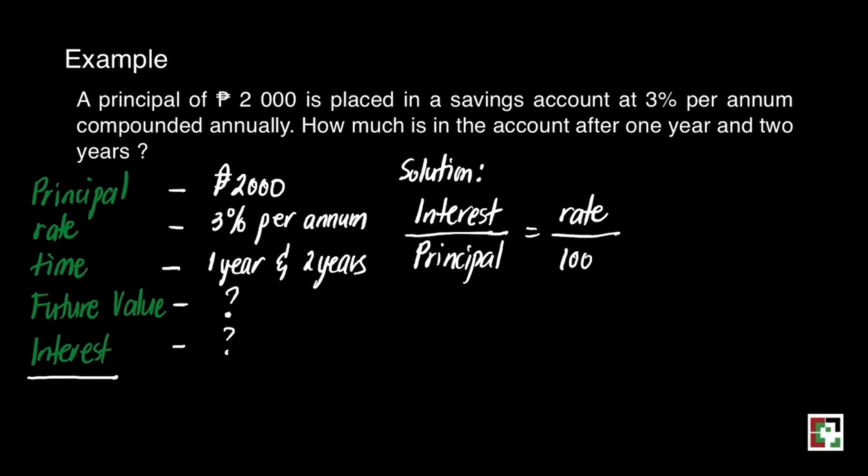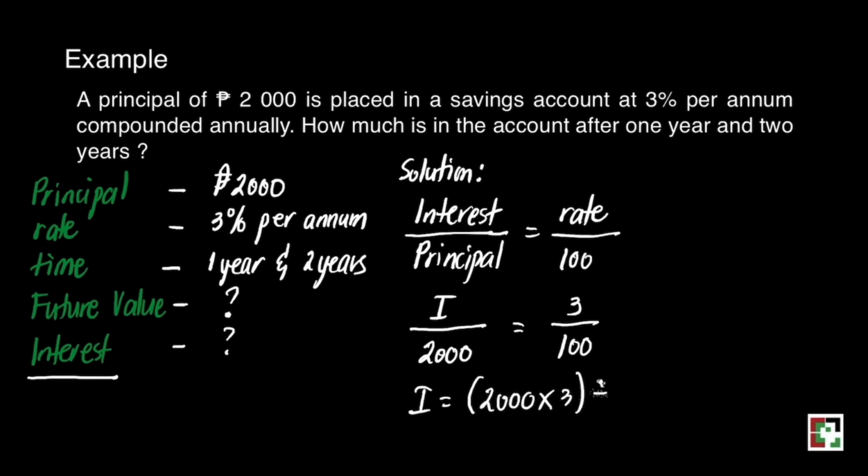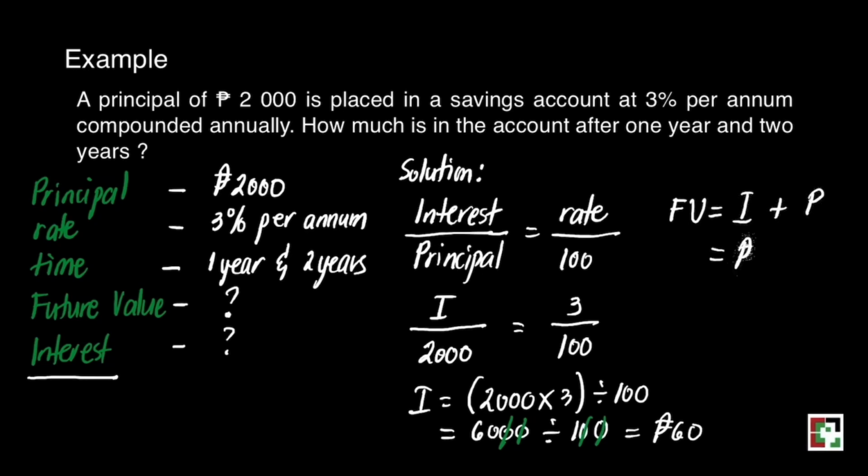And again, I was saying that our formula is interest over principal is equal to rate over 100. And if you notice, we just substitute. That's I over 2,000 is equal to 3 over 100. And we get 2,000 times 3 divided by 100, and that's 6,000 divided by 100, we get 60. So how to get the future value? Since 60 is our interest, just add it to the principal, and that is 60 plus 2,000, and we get the future value after 1 year, and that is 2,060 pesos.